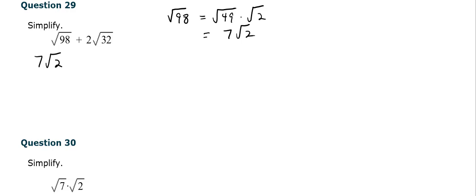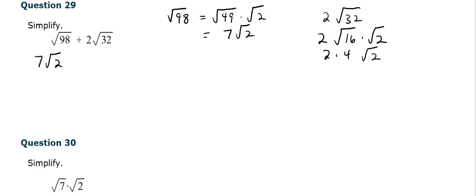Next, we need to simplify 2 square roots of 32. The highest perfect square factor of 32 is 16. So we rewrite 2 square roots of 32 as 2 times the square root of 16 times the square root of 2. The square root of 16 is 4. So 2 times 4 would give us 8 square roots of 2.